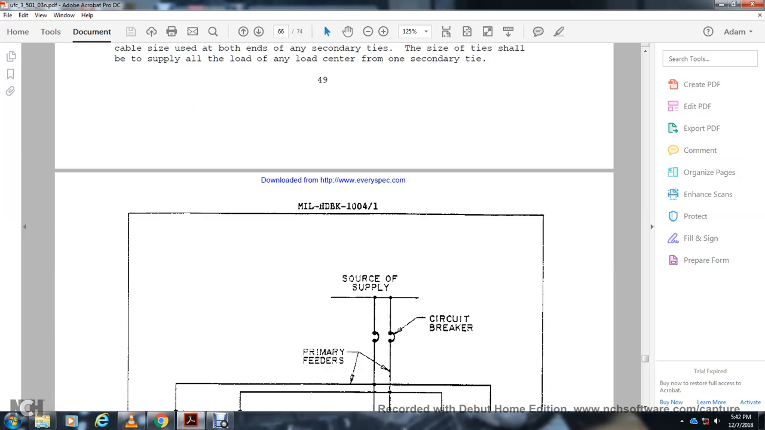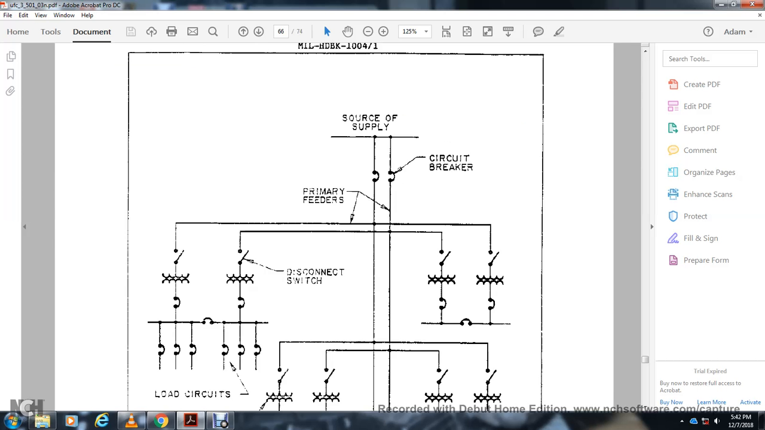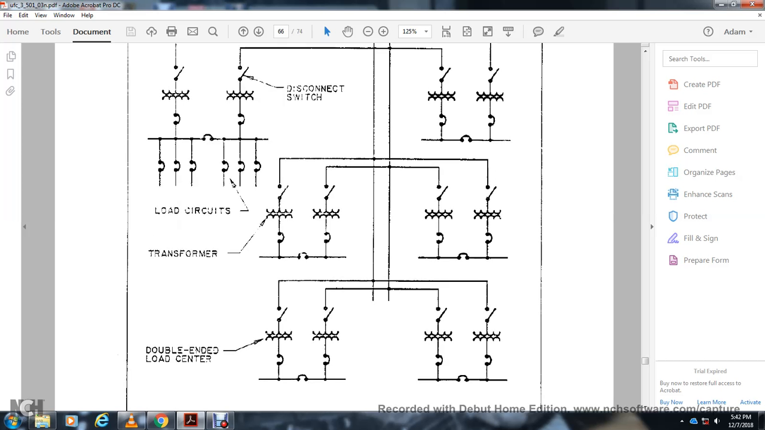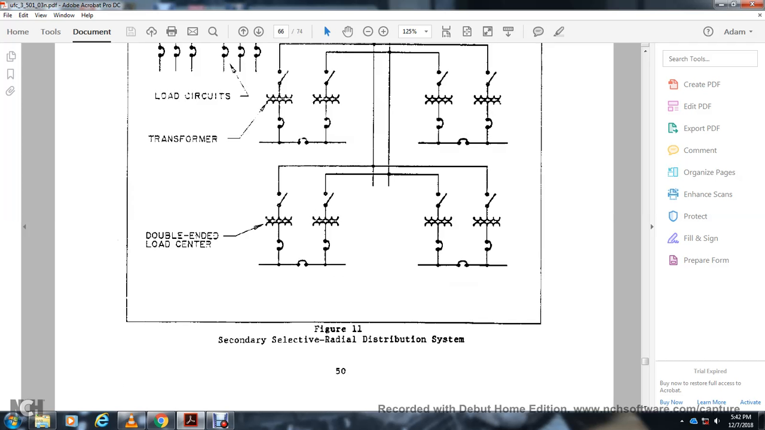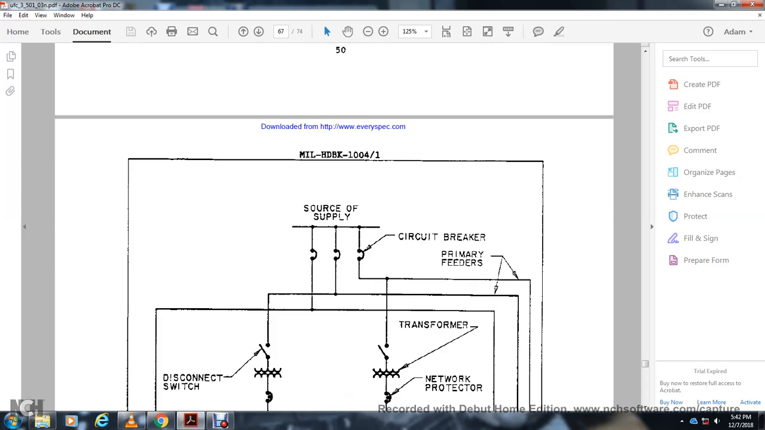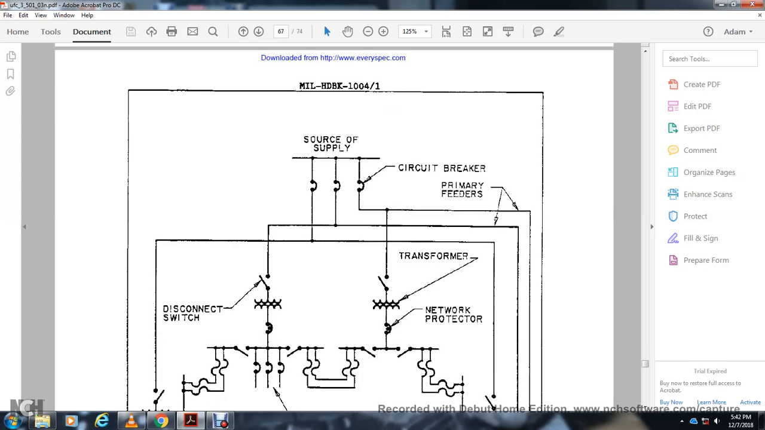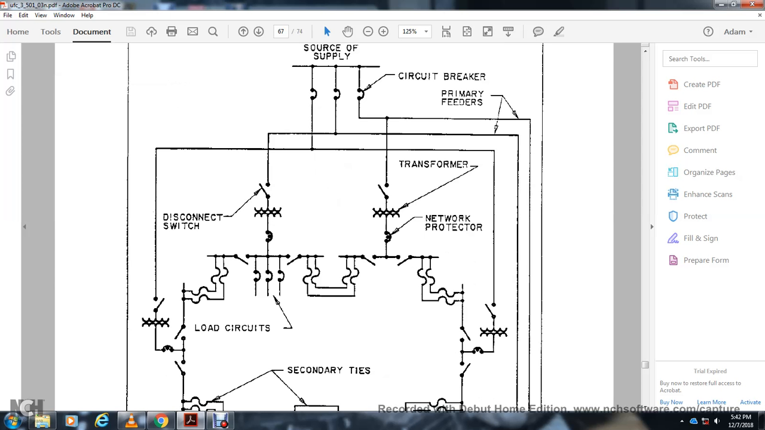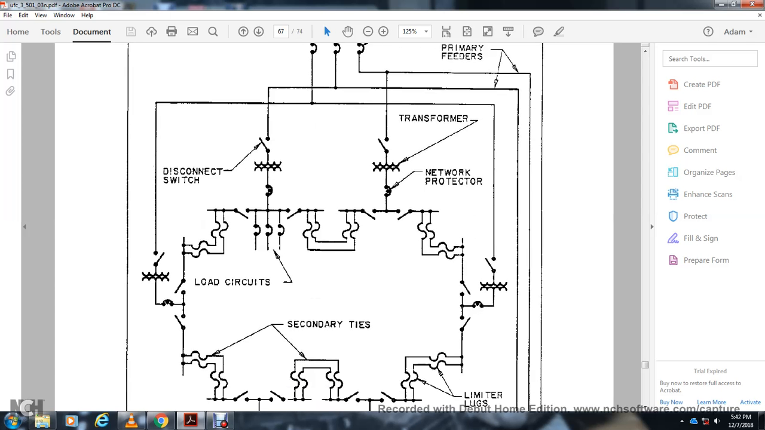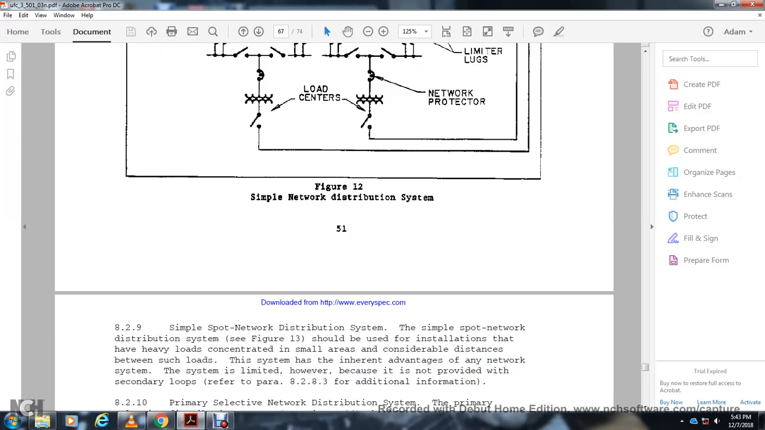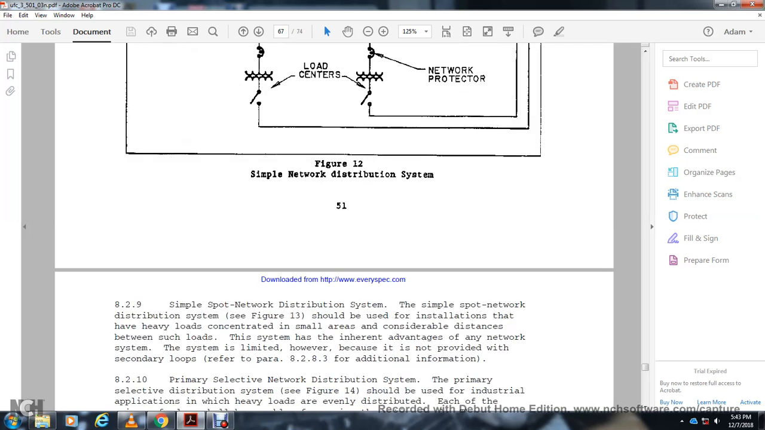This shows your source of supply, the circuit breaker, the primary feeders, your disconnection switch, the transformers, load circuit, and fuses, and then your transformers and fuses and double-ended load centers. Secondary selective radial distribution system. Source of supply, circuit breaker, primary feed, transformers, network protector, disconnection switch, fuses, secondary circuit, secondary ties, load circuits, limiter, load centers, network protector. And that's your simple network distribution system.